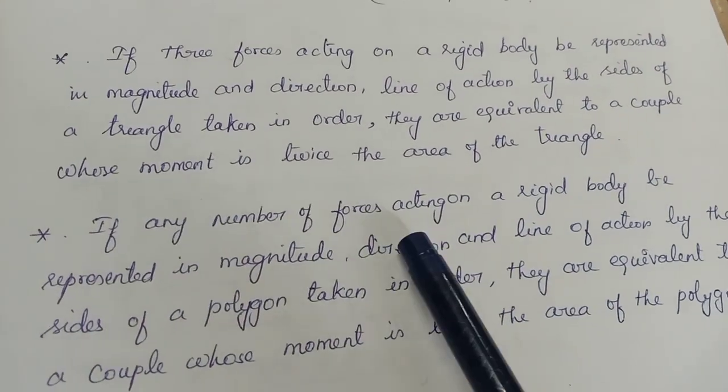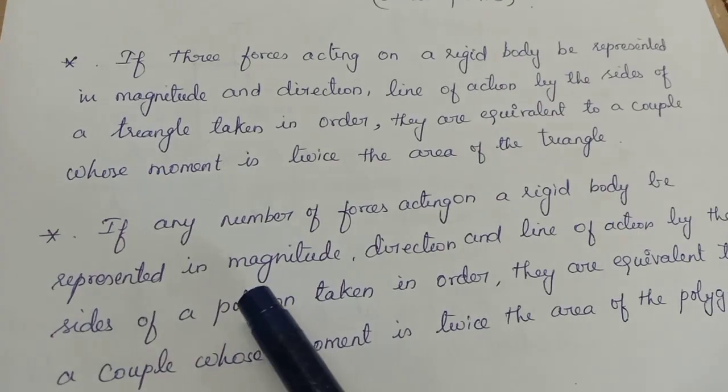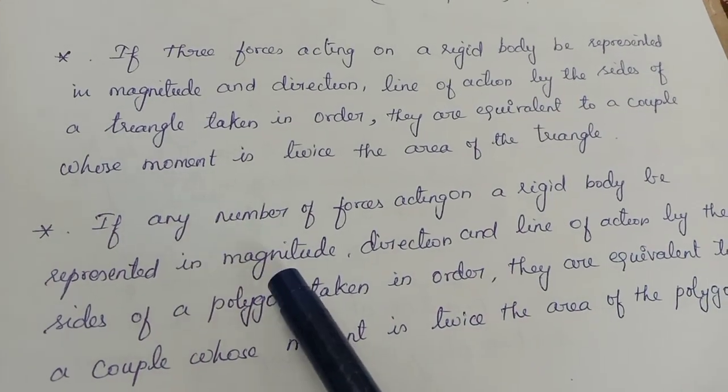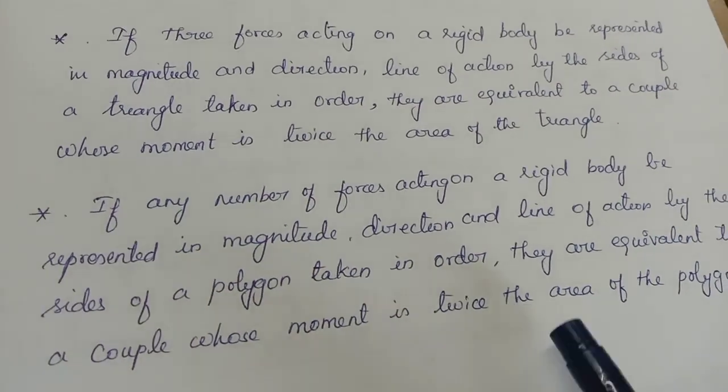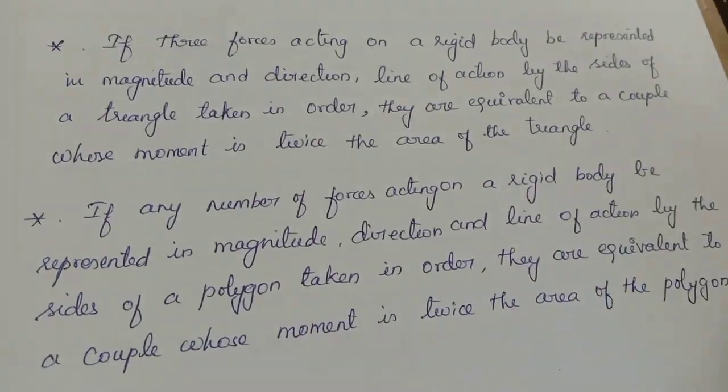The same is extended here. If we have any number of forces acting along the sides of a polygon, representing it in magnitude, direction and line of action, then it will reduce to a single couple whose moment is equal to twice the area of the polygon.